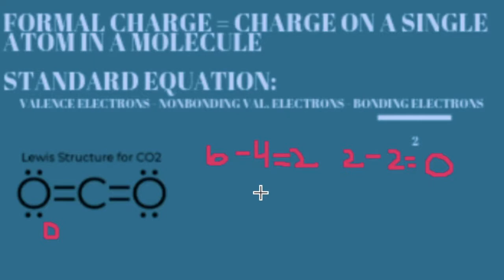So now let's do this with the carbon. The carbon is in group 4 on the periodic table, so it's got 4 valence electrons. It has 0 non-bonding electrons, and it has 8 bonding electrons over 2, which is 4, giving the carbon an overall formal charge of 0. And 0 is a very ideal formal charge. We'll get more into that in just a minute.